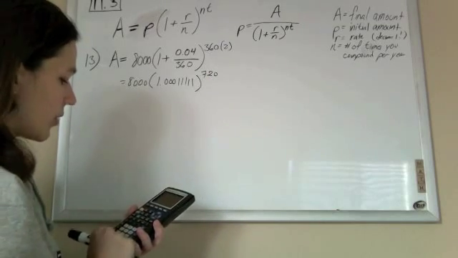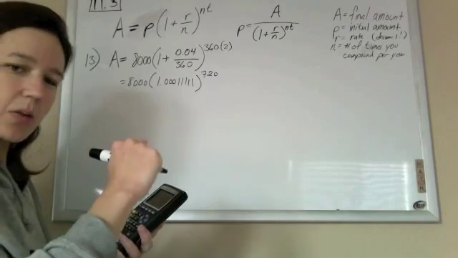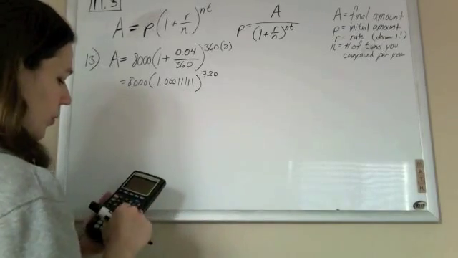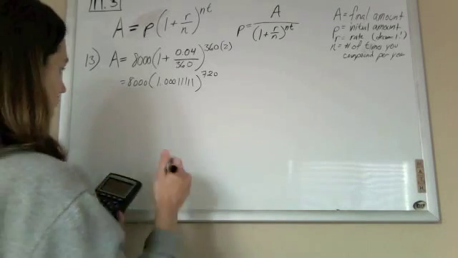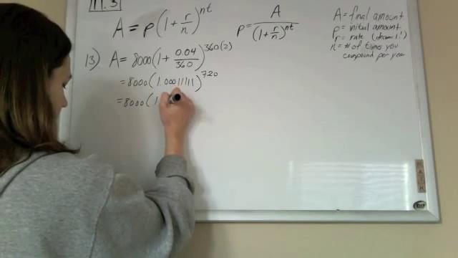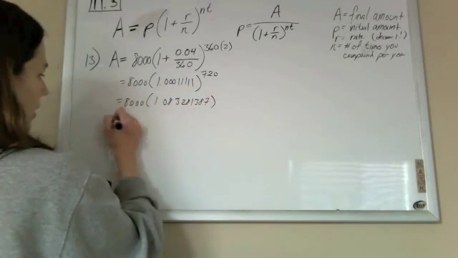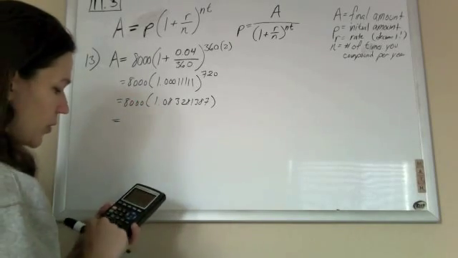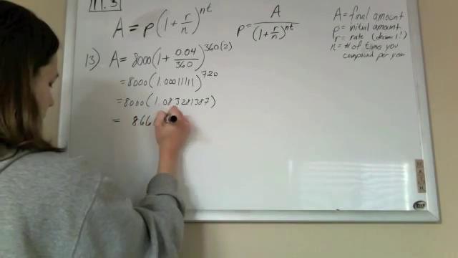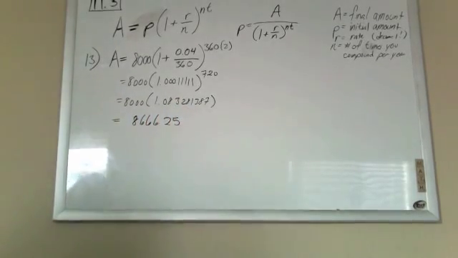So on your calculator, you're going to be looking for a caret or a y to the x or an x to the y button. So this to the 720 is 1.083281387. And now if you just multiply those two together, you get 8666.25. I'm just going to check to make sure that's matching.